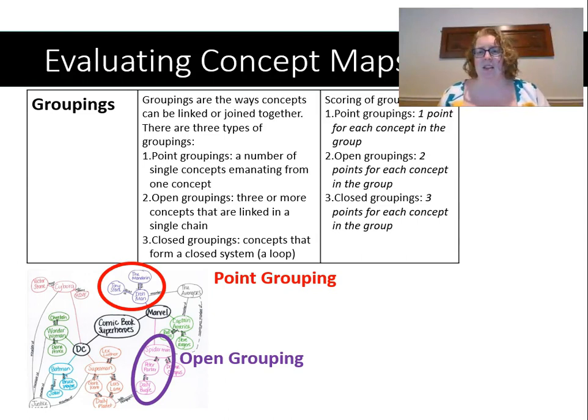If you think back to the last lecture, the example of the kayak trip was an example of an open grouping. Things were in a long chain of events.